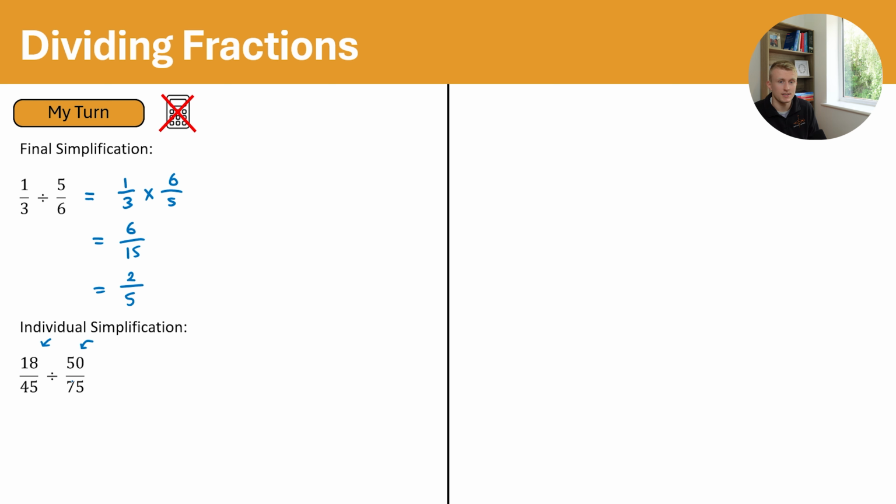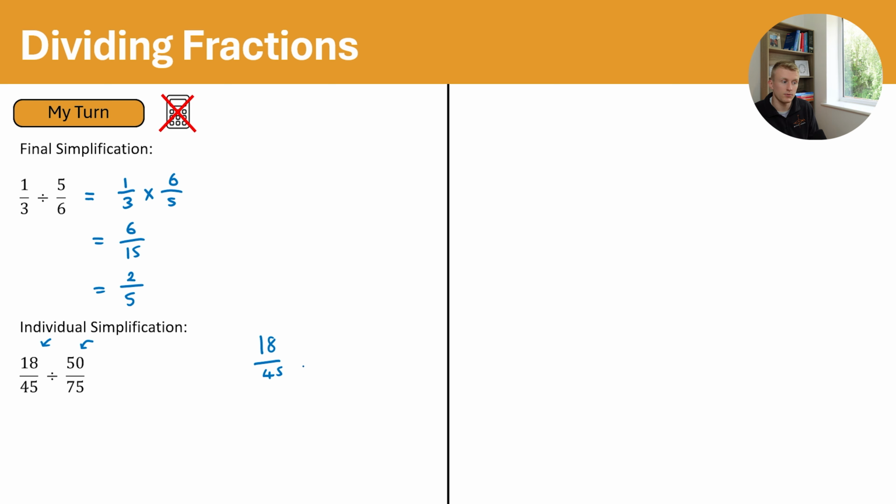For example, 18 and 75 both have a factor of 3, but I cannot divide through by 3 on this numerator and by 3 on this denominator to give me 25. That would give me the wrong answer. If instead I was multiplying these fractions, then I'd be able to do that, but I'm not, so I'm not able to do it at that point. What I am able to do is simplify the 18/45 on its own and simplify the 50/75 on its own as well. So let's do that off to the side.